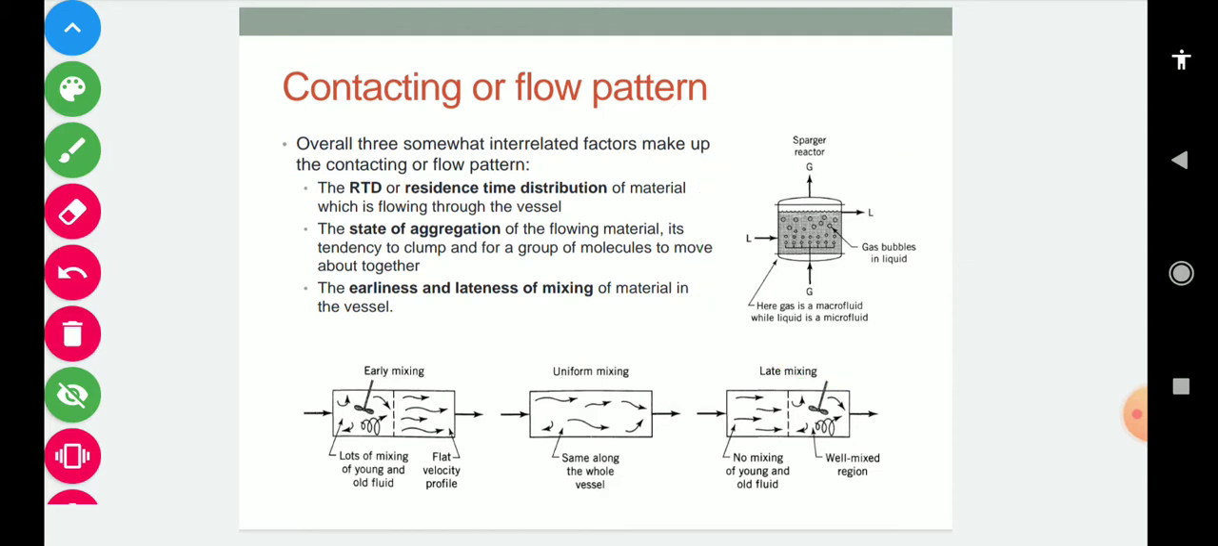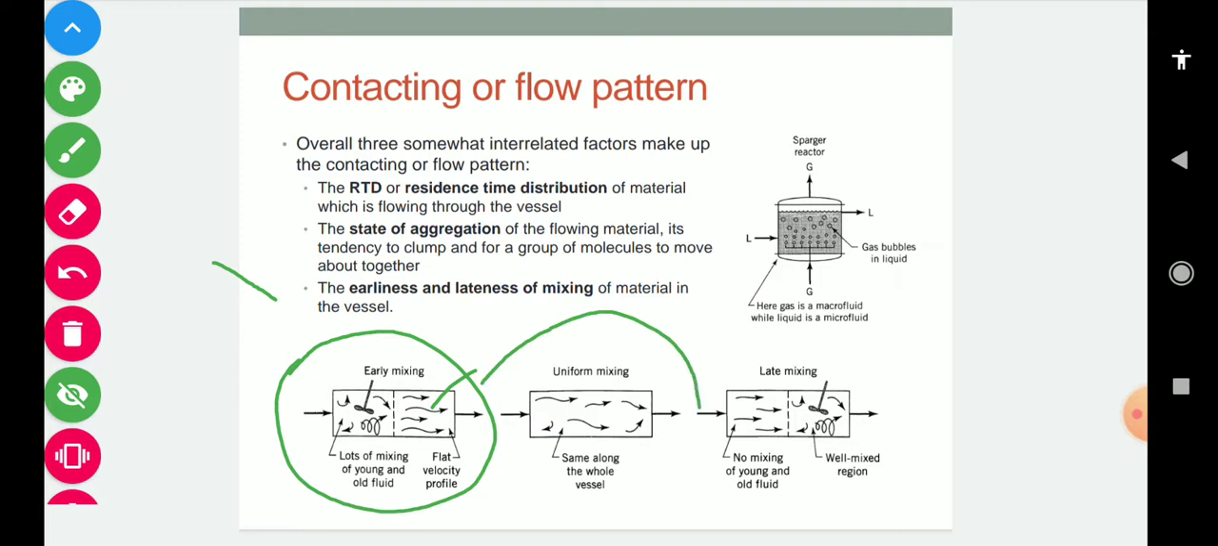That is also a very important factor to determine overall conversion in the reactor. There are several possibilities. As you can see in this example, in the first instance there is early mixing. It means whenever material enters the reactor, it gets mixed up, and after that you can see there is a flat velocity profile. It means all the material mixes at a very early stage. In the second reactor, there is uniform mixing, so there is the same velocity along the whole vessel.